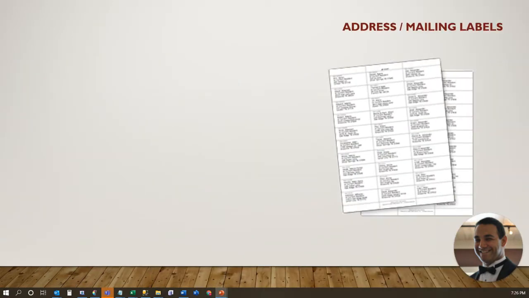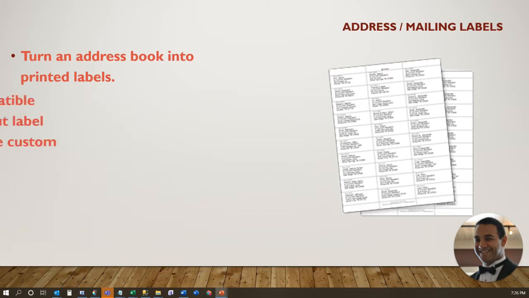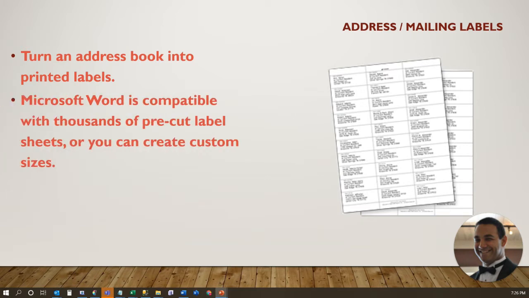So our first use of mail merge is printing address labels. We're going to be able to turn an address book into printed labels. Microsoft Word is compatible with thousands of pre-cut label sheets, or you can create custom sizes.